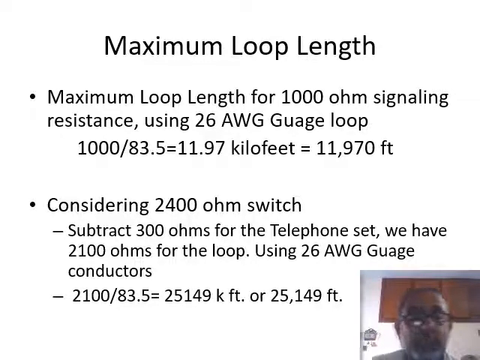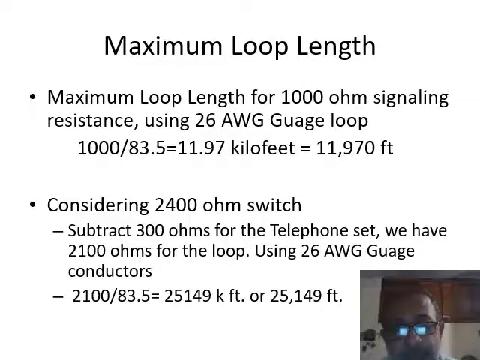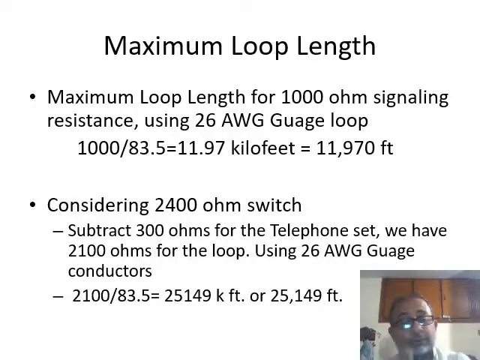Now, if we consider the older exchanges in which we have 2400 ohms switch, we can subtract 300 ohms for the telephone set. We are left with 2100 ohms to play with for the loop. Now, if we are using 26 American wire gauge conductors, then the distance would be 2100 divided by 83.5, and we get 25,149 feet, considerably more than double as compared to the latest exchanges.